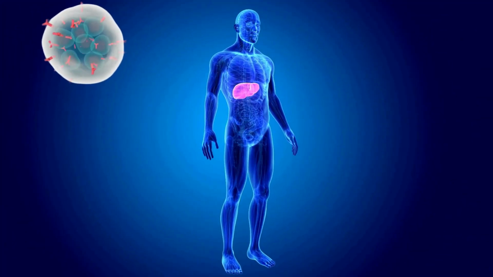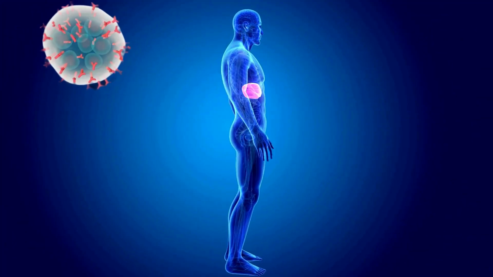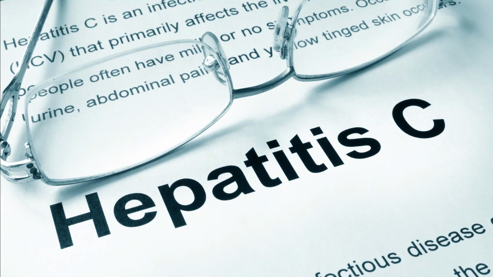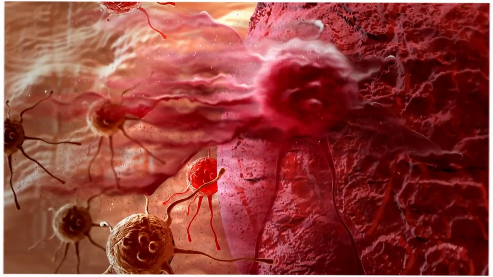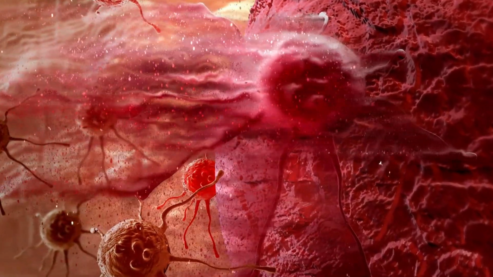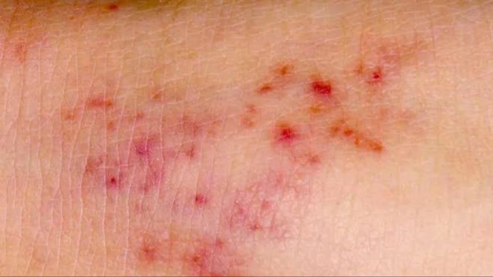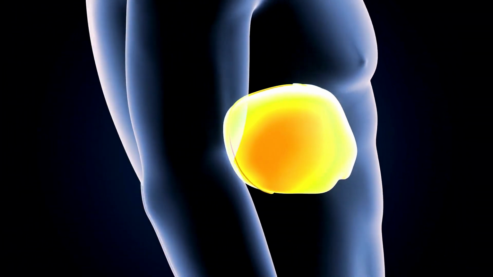One of the most common causes of liver inflammation is viral infections. Viruses such as hepatitis A, B, and C can directly infect the liver, causing inflammation and damage to the organ. Other viruses, such as the Epstein-Barr virus and cytomegalovirus, can also lead to liver inflammation.